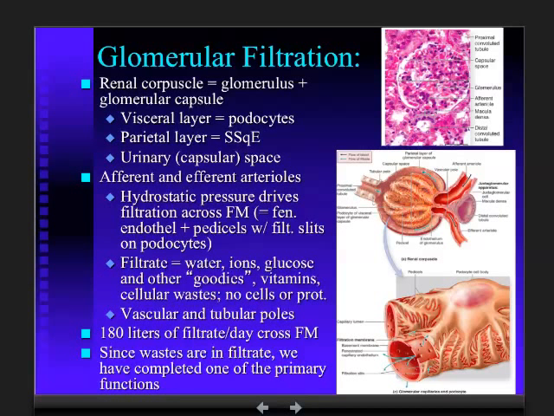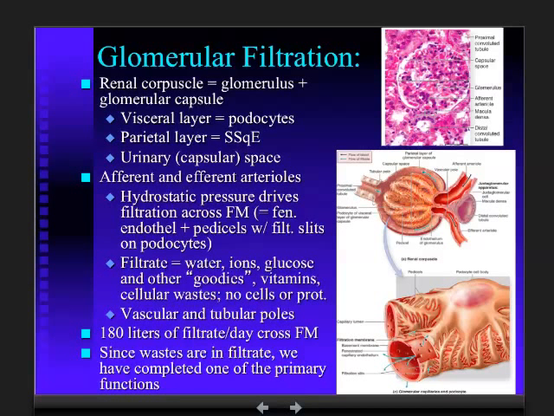This is the visceral layer, and this is the parietal layer of Bowman's capsule. And we can talk about this whole thing as a renal corpuscle. That is the combination of the Bowman's capsule with its two layers and the glomerulus. And as we said, the visceral layer is the podocytes, and the parietal layer is a simple squamous epithelium.